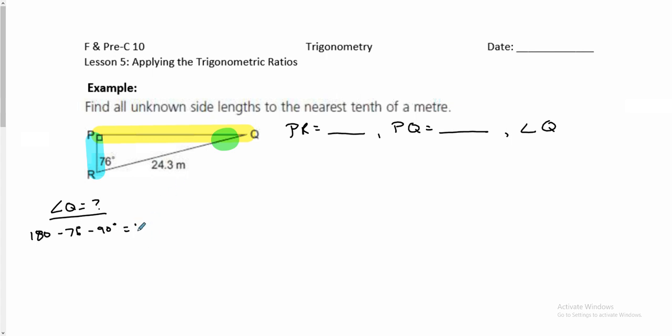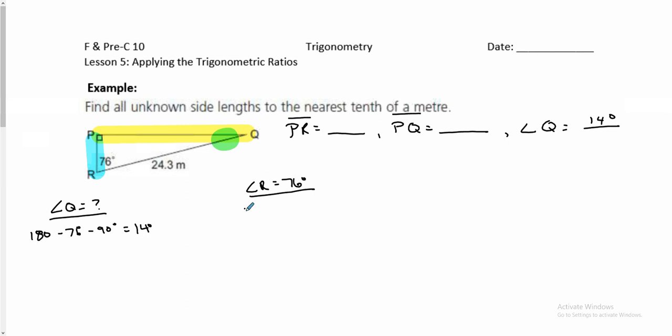That should give us 14 degrees, which makes sense. That's a pretty small degree there, right? Got to use a little bit of logic here. So let's look at PR. We're going to start with angle R is equal to 76 degrees.